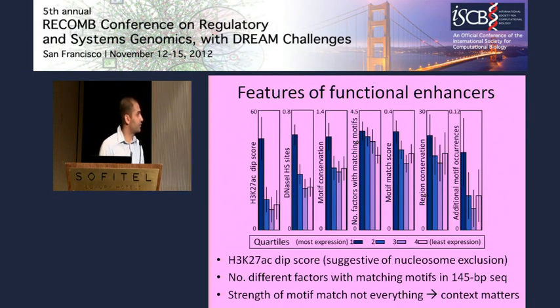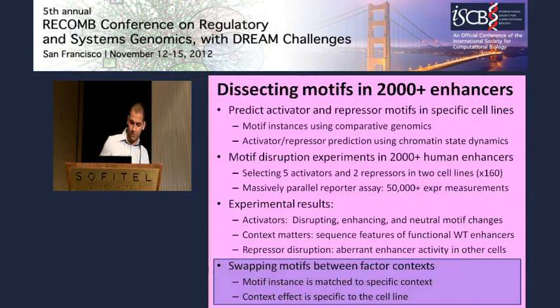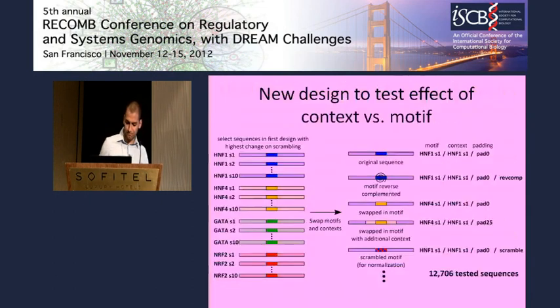And finally, we found that motif conservation, as I showed before, the number of factors and the motif match score were also important. But one thing to highlight here is that the motif match score wasn't everything. It's not that the stronger the motif match score, the higher the level of expression, or the more likely that it's expressed. And so it's clear that the context is very important. So we set out to test this specifically, by swapping the motif between enhancer contexts.